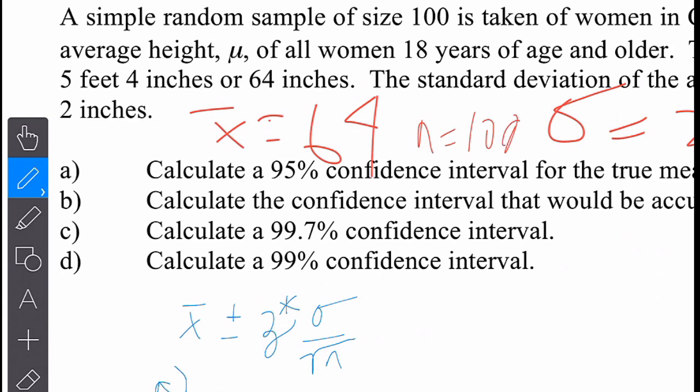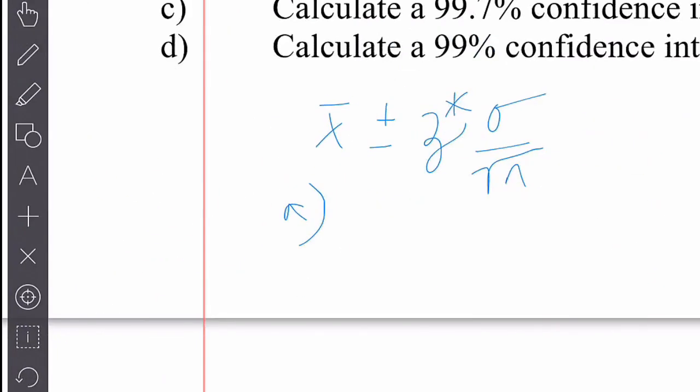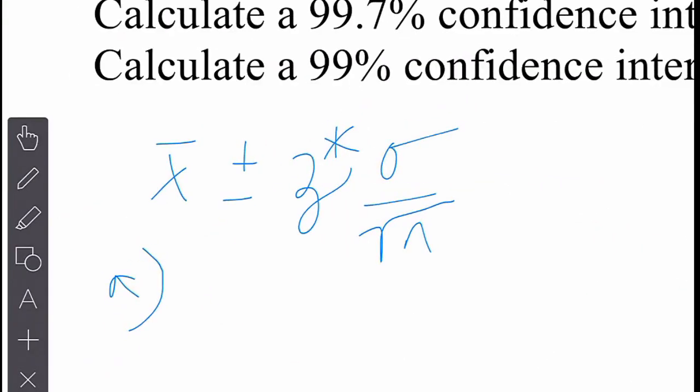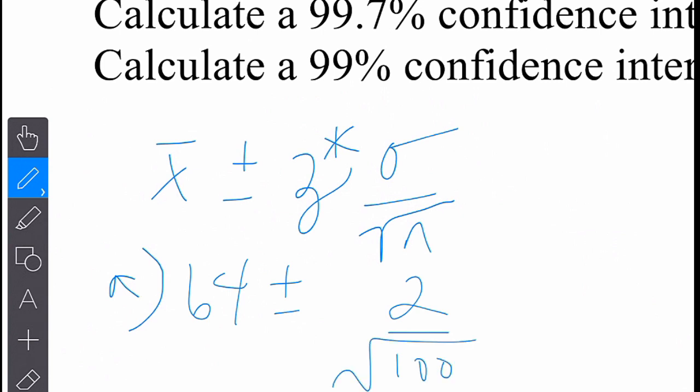Plugging it all in, 64 plus or minus, for a 95% confidence interval, z star times 2 over the square root of 100. Don't forget that root. So I need to know what's z star. How many standard deviations do I have to be away from the mean to capture 95% of the observations?